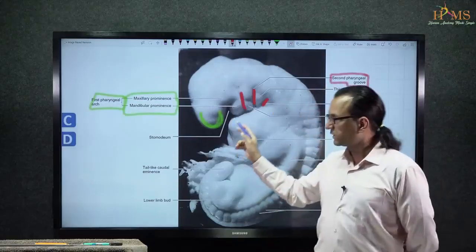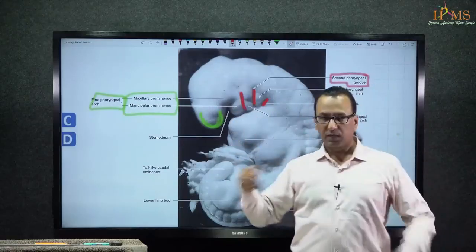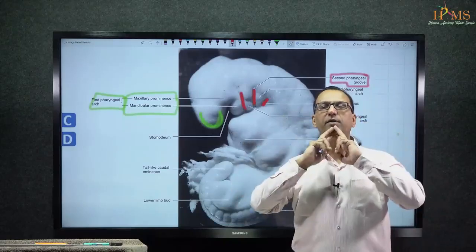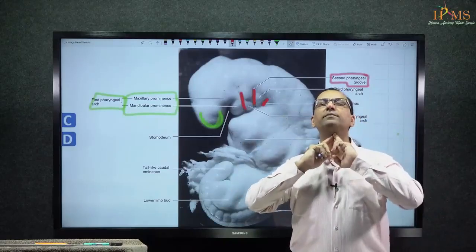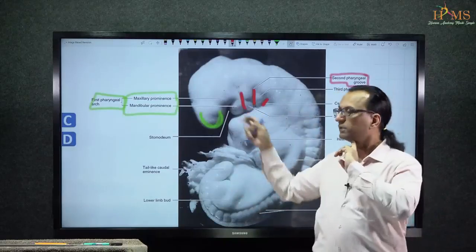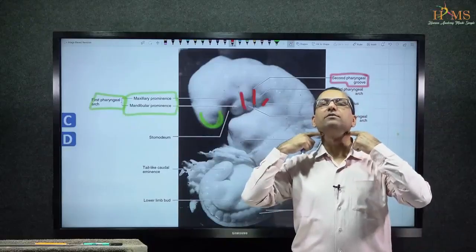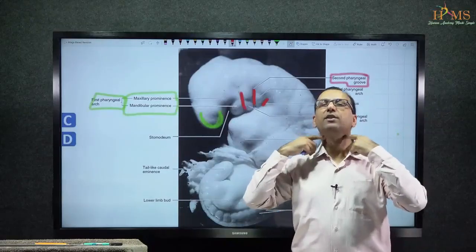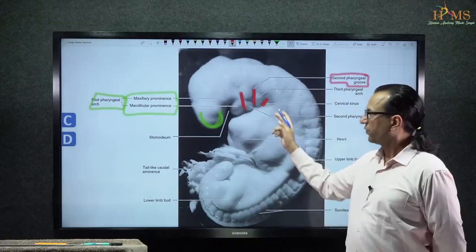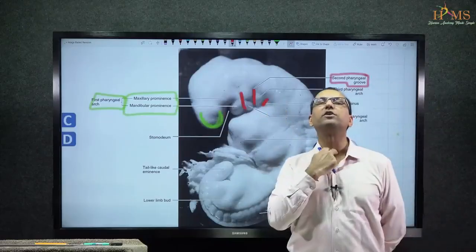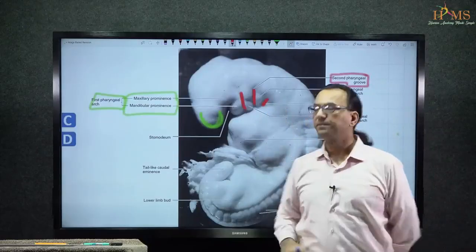The arches, as mentioned, will be forming the facial skeleton, like the mandible bone, which is also formed by arch number 1. The hyoid bone is developing in arches number 2 and 3. Arches number 4 and 6 are involved in the formation of the laryngeal cartilages.